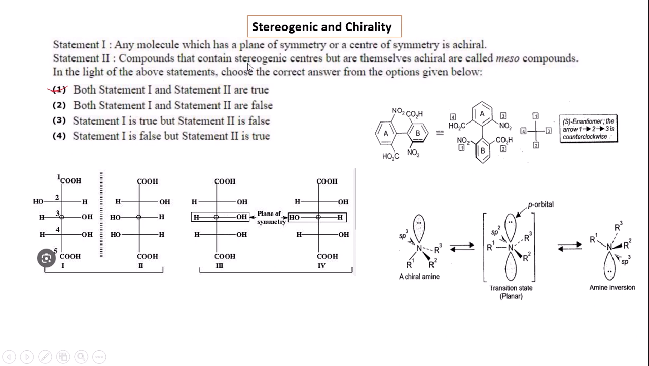Again, compounds that contain stereogenic centers but are themselves achiral are also called meso compounds. Take 2,3-dihydroxyglutaric acid: this center is stereogenic, as after exchange of the hydroxyl group with the hydrogen, it produces a new isomer. These 3 and 4 are the stereogenic centers, meaning after the exchange it produces a new isomer, but the compound overall is optically inactive due to the presence of the plane of symmetry.